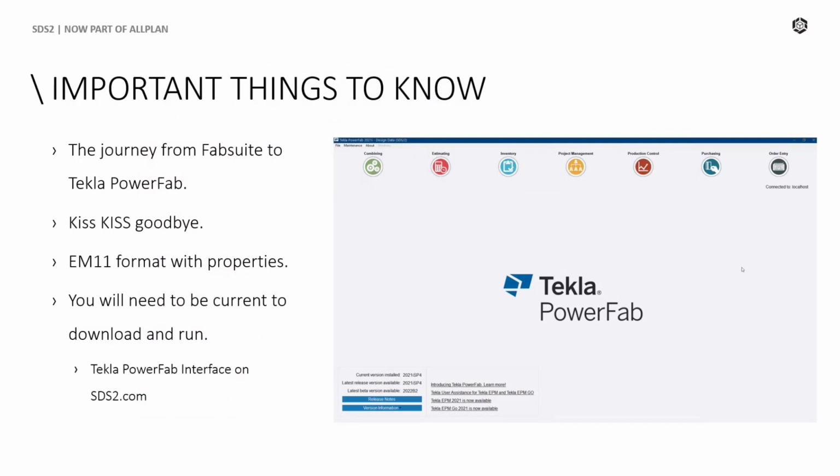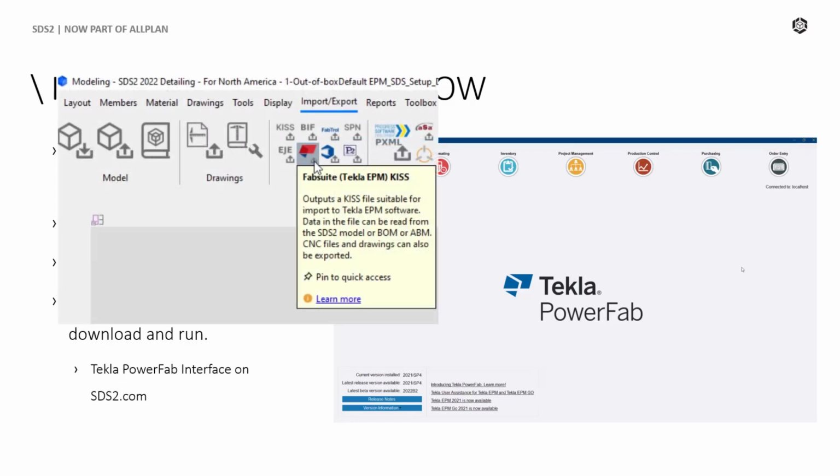Which reminds me, with 2021 and earlier releases, the naming was quite confusing. By the name displayed, you were not sure if you were exporting a KISS version or an XML version. 2022 has all the names updated and consistent throughout the system. The KISS export will be FabSuite Tekla EPM KISS, and the XML will be the Tekla PowerFab. Even the icons reflect the difference.